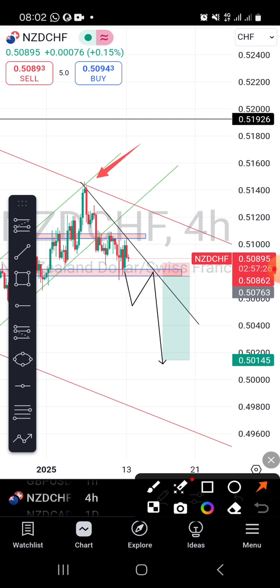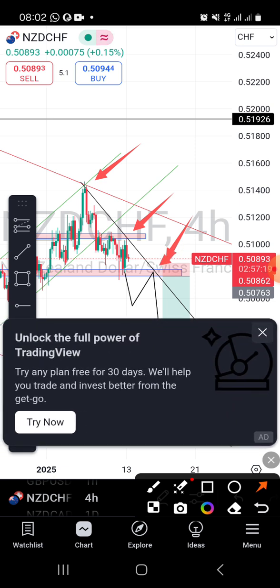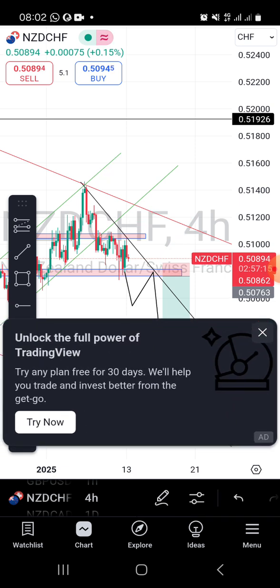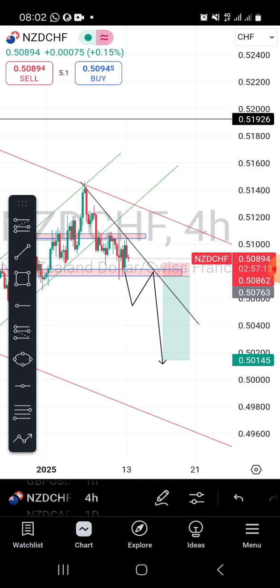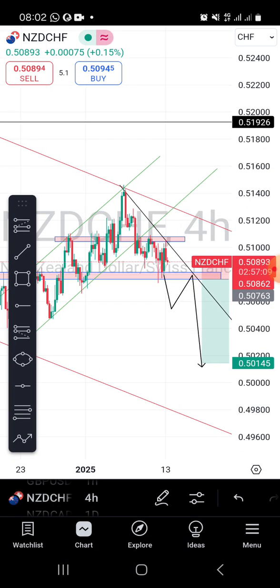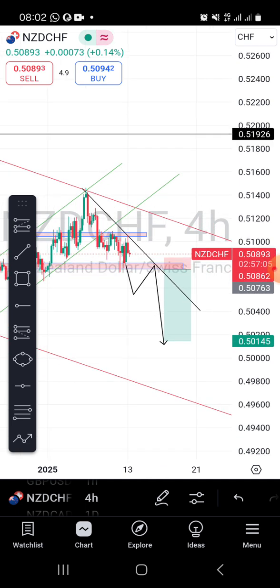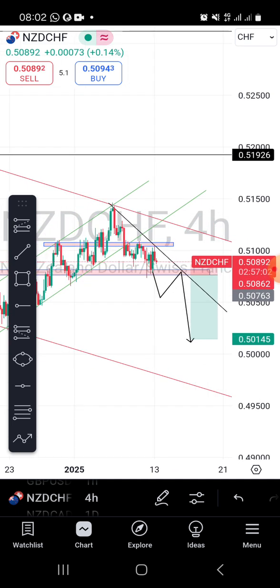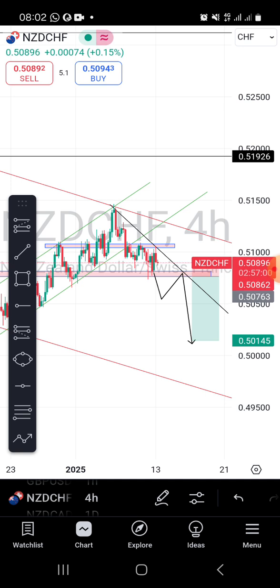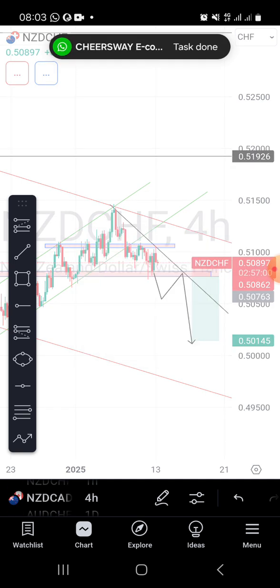The first touch here, the second touch already happened, then the possible third touch here, where we look to take our entry. So that is that about NZD-CHF. Let's hope the market gives us what we are expecting here. Then to NZD-CAD.